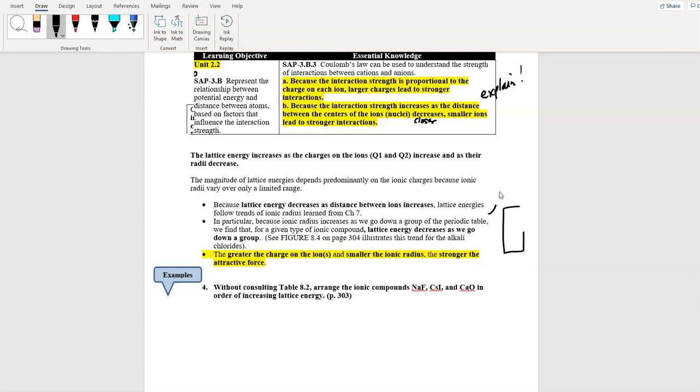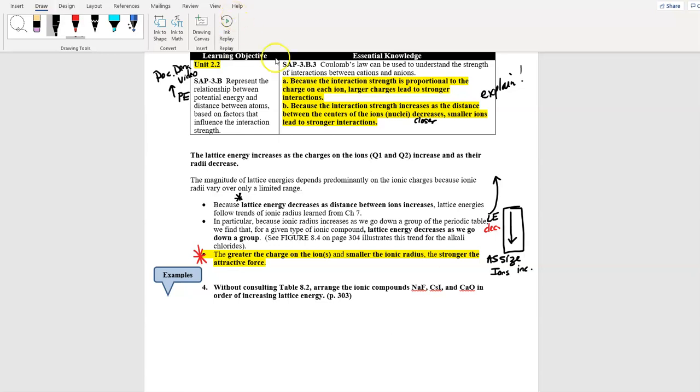Okay? So anytime in a group, lattice energy will decrease as size of the ions increase. So lattice energy will decrease. And actually, let me put it in words because I don't want you to think of that arrow like that. So lattice energy decreases as the size of the ion increases. The greater the charge, smaller the radius, the stronger the force. Great explanation right there. Okay?